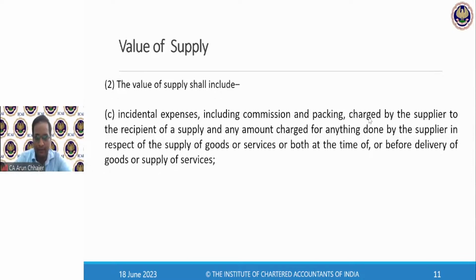Is it clear? Because some participants have given the answer as 1 lakh. Is it clear? Please confirm once so that I can move to the next point.